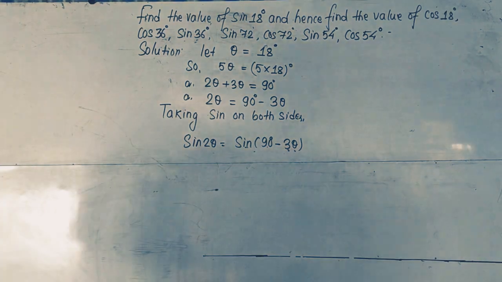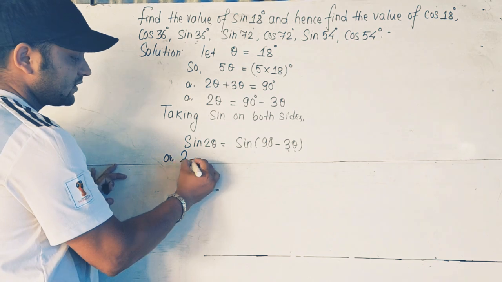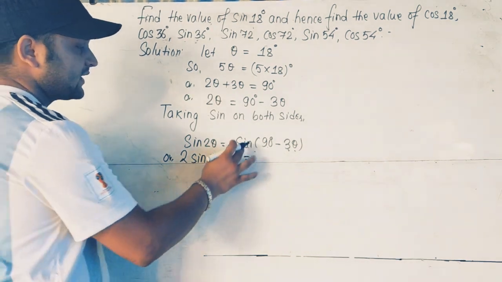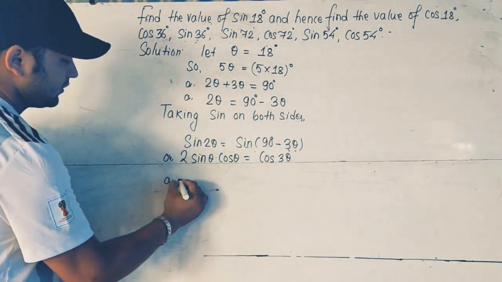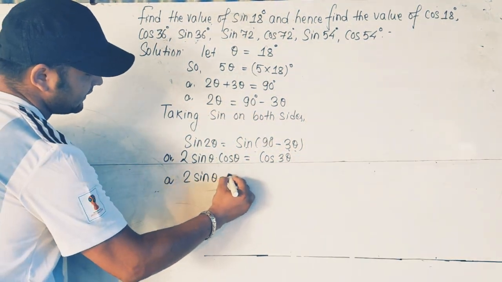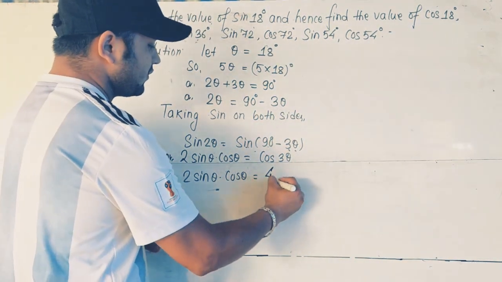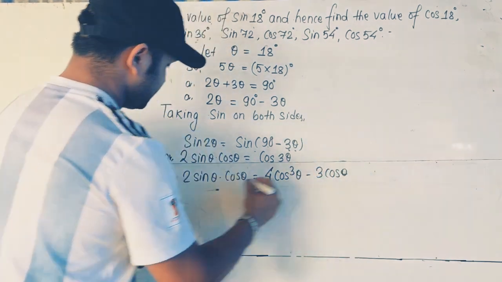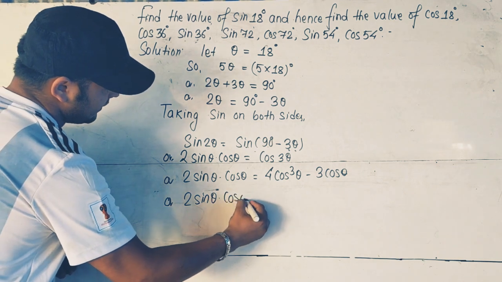Okay, now we were here again. I'm repeating the same step. So sin 2 theta can be written as 2 sin theta cos theta, and we know that sin 90 minus theta is cos theta. The formula for cos 3 theta is 4 cos cube theta minus 3 cos theta, so 2 sin theta cos theta equals this.